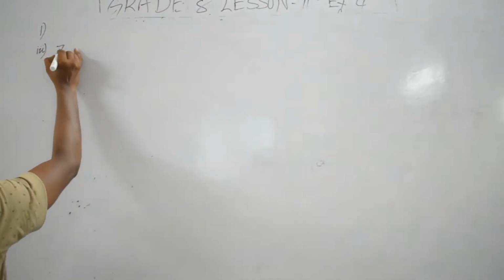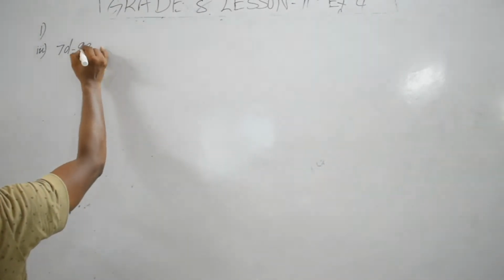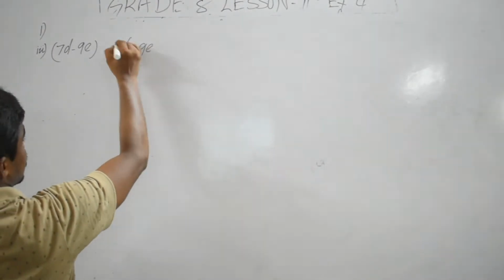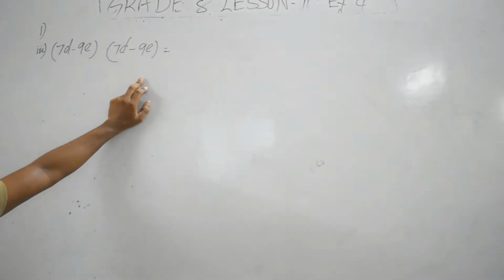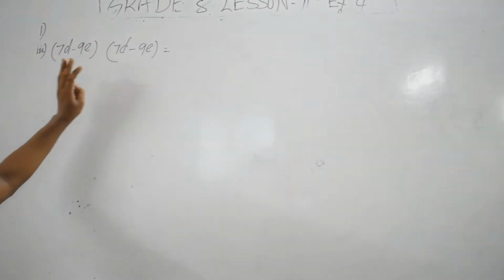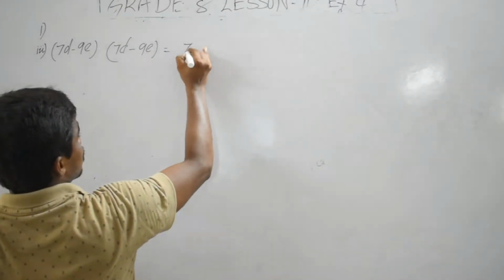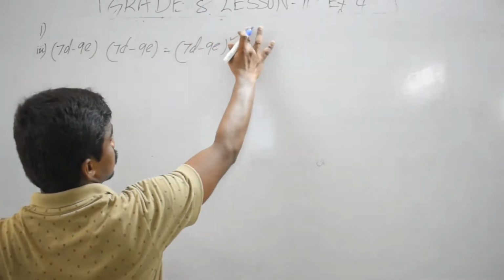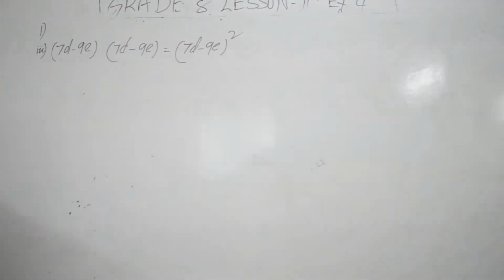7D minus 9E. So here this is a binomial expression. This is a binomial expression. These binomial expressions are equal. So 7D minus 9E whole square. 7D minus 9E whole square.